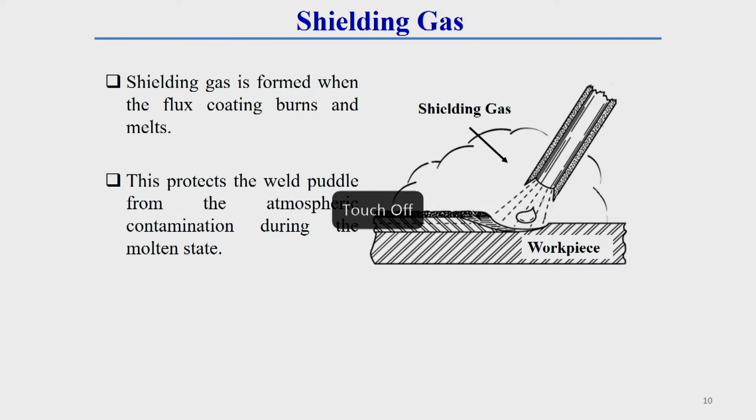Now, the other constituent is shielding gas. As I have already told you, shielding gas is generated due to the burning of the flux cover. That means once this flux cover burns, it produces some gases. These gases protect the molten pool, or we can say the molten puddle, from atmospheric contamination. That is why it acts as a shielding medium, that is, shielding gas.